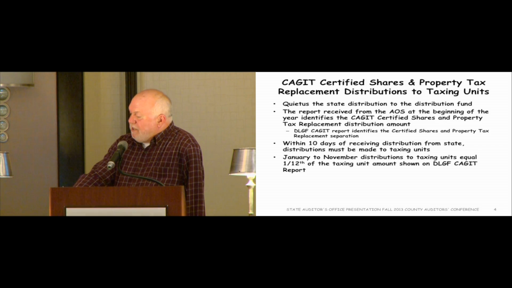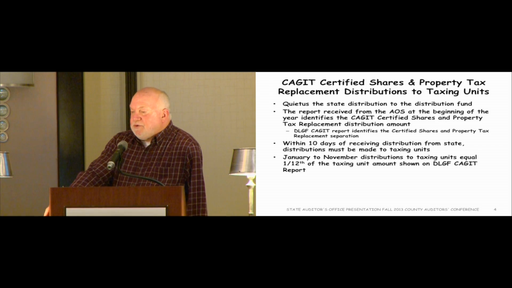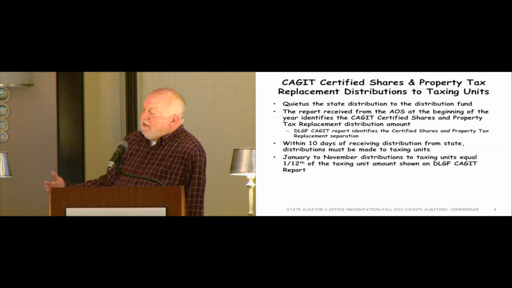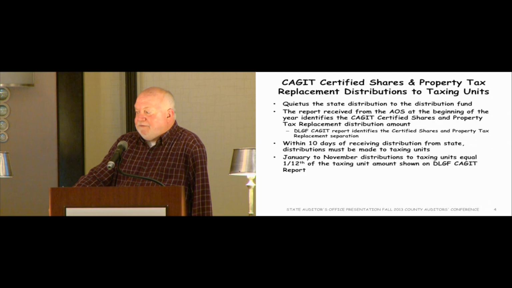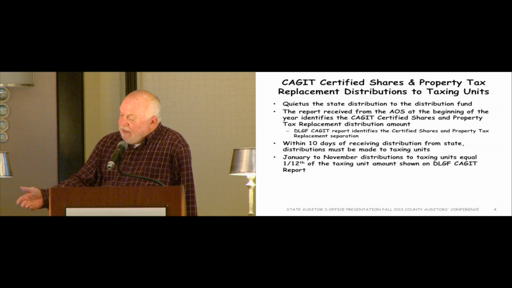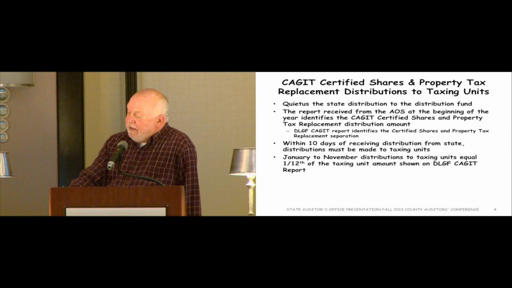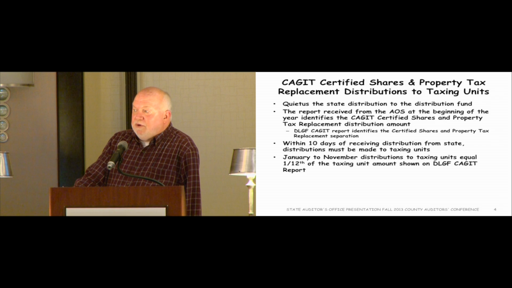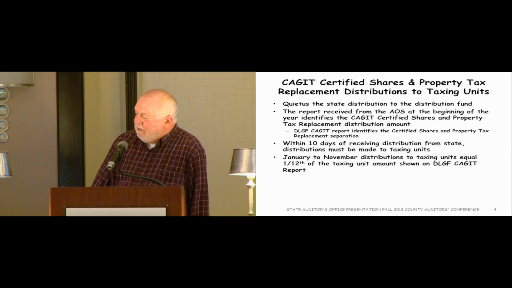And the certified shares and property tax replacement part of that was 220,000. So that tells you the individual amounts of that total monthly distribution, and those individual amounts you have to quitus into a separate fund. Right now I'm talking about the certified share part, but that's how you know what amount is what with the total monthly distribution.